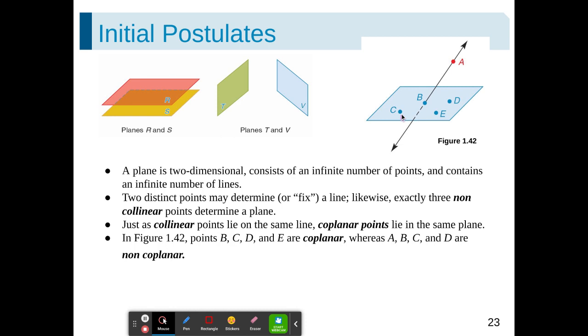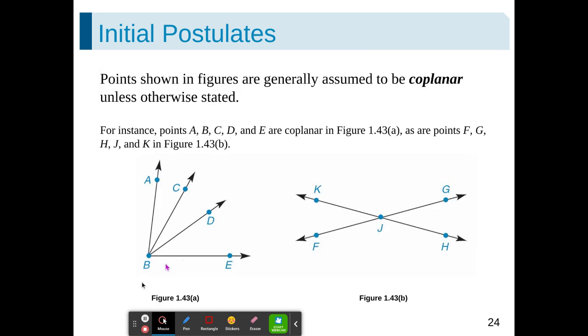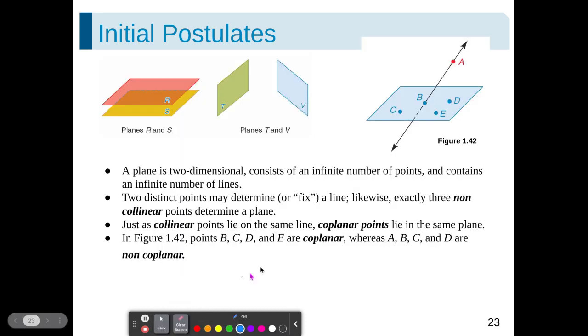So what they're saying here is that if I have point C, point D, and point E, they're not collinear, but they can determine a plane, because I can say the plane's made up of points C, D, and E. Just as collinear points lie on the same line, coplanar points lie in the same plane.